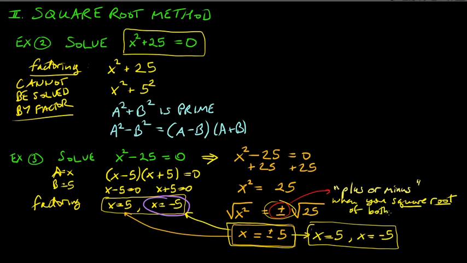Okay, very important, because if you forget the negative, if you just did the positive 5 like we did, then you're going to get half credit because you missed half the answers, right? You missed the negative 5. So that's right, and you can check that is also a solution, right? So we want both the positive 5 and negative 5 here, right? Okay. Yep. So this is the square root method.